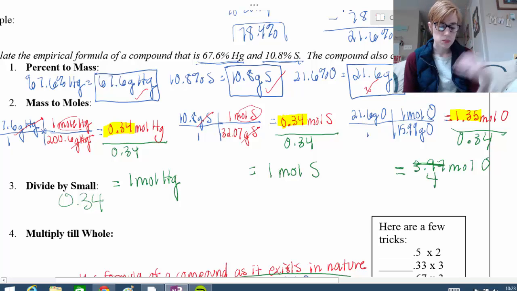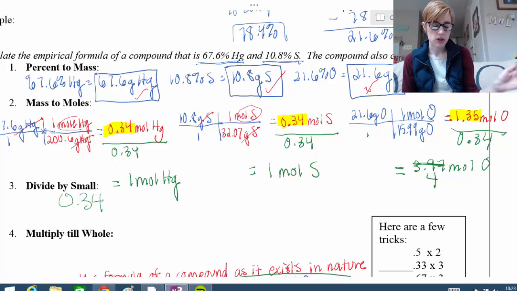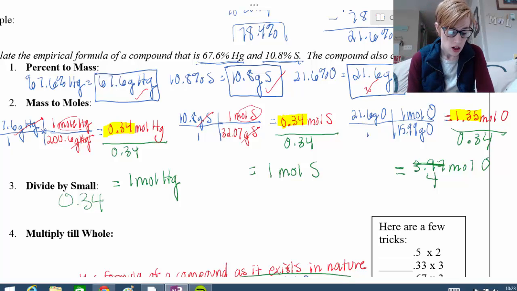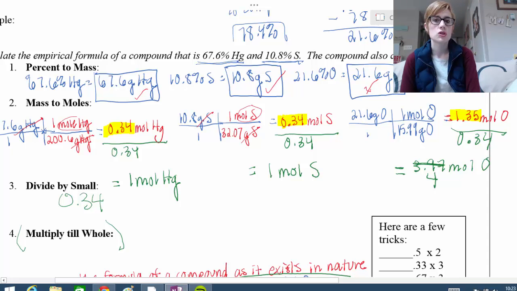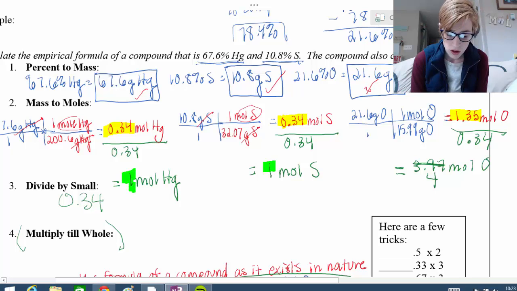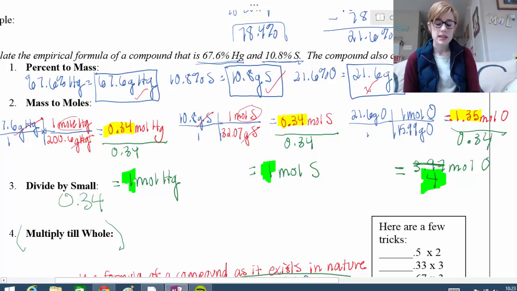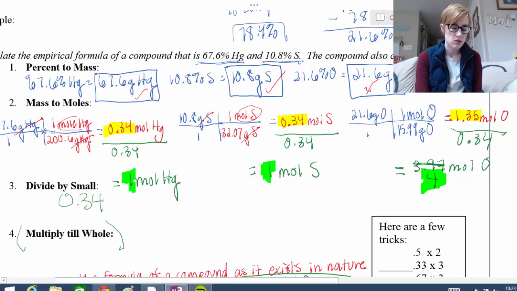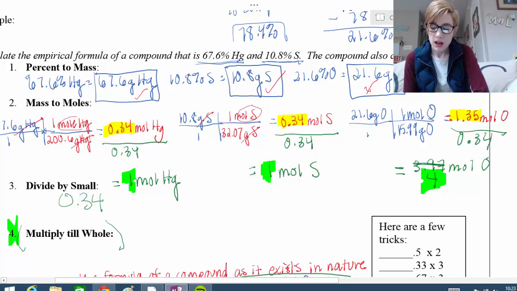So we've done percent to mass. We converted all our masses to moles. We divided by the smallest, and then the last step is really just a step you do just in case your numbers aren't whole numbers. Are they whole numbers? 1, 1, and 4. Since I have whole numbers, I don't have to do this step. I get to skip it.